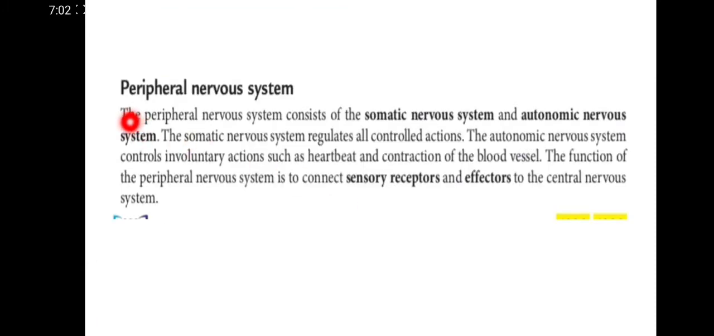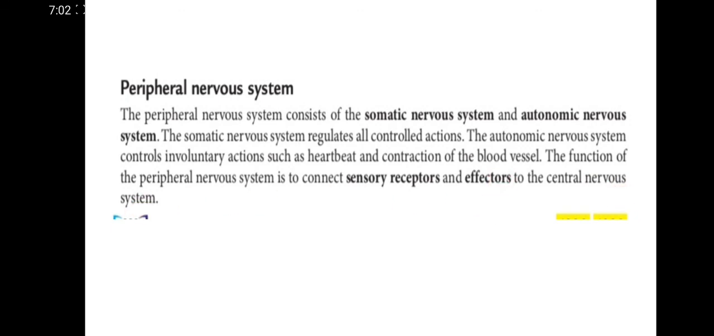Ini adalah yang second one, yaitu peripheral nervous system. The peripheral nervous system consists of somatic nervous system and autonomic nervous system. So somatic nervous systems regulates all controlled action, semua yang controlled action manakala autonomic nervous system controls involuntary action, such as our heartbeat, contractions of our blood vessel. Okay, so semua yang involuntary action. So the functions of peripheral nervous system is to connect the sensory receptor and effectors to the central nervous system.